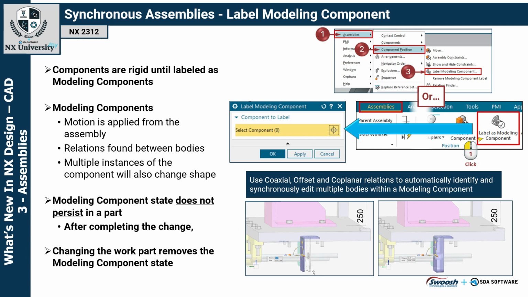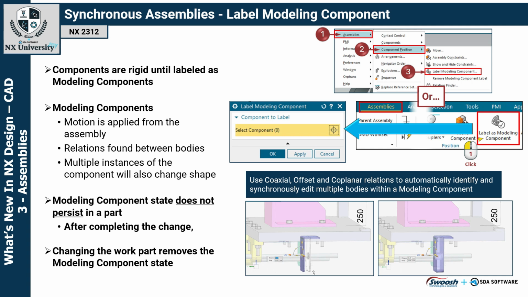Continue with some synchronous modeling assemblies enhancements here. Label modeling components. As you start to use synchronous assemblies inside of your assembly here, you do have to label a component as a modeling component. This is communicating to the software that you are going to be moving that component in the space of the assembly, and anything that is related to that component at the assembly level will be modified accordingly.